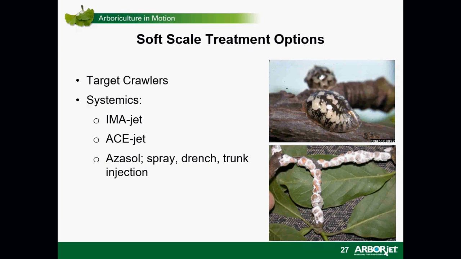So for soft scales, we're recommending one of three different product applications, either Imajet, H-Jet, or Azosol. Like contact sprays, we're targeting the crawlers, so applications should be within a short period of time before the crawlers emerge.